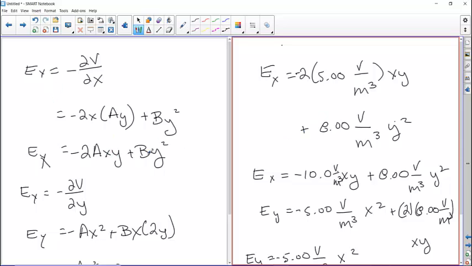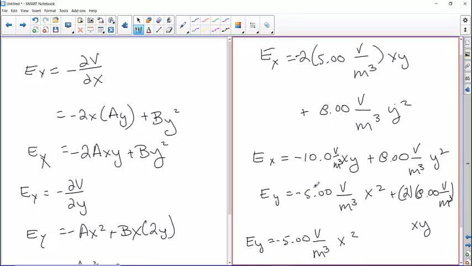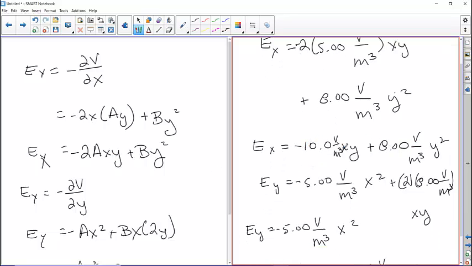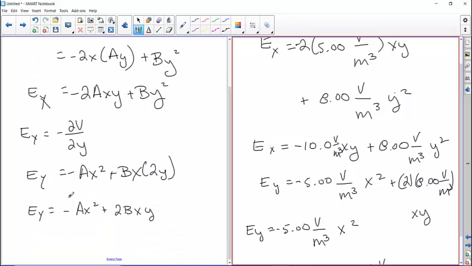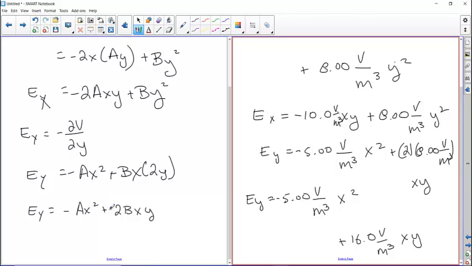Then we can plug in A and B. A is 5 volts per meter cubed, B is 8 volts per meter cubed, into this equation. Once you multiply everything out and simplify, you've got negative 10xy plus 8y squared. You do the same thing for the y component of the electric field. So you have negative Ax squared plus 2Bxy, and 2 times 8 is 16. So those are the equations.